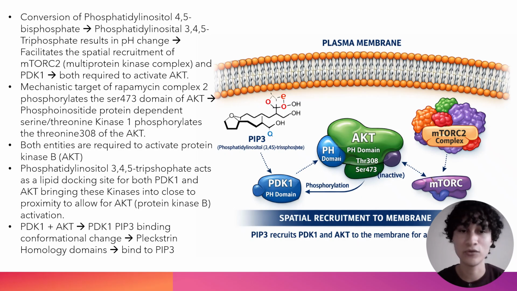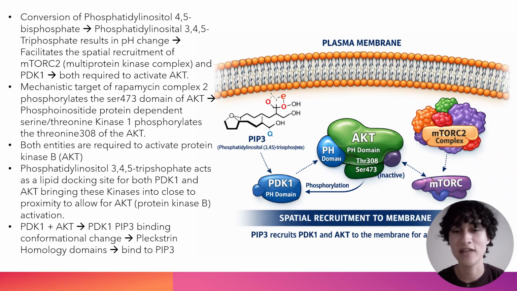Now, mTORC2 is a multi-protein kinase complex. Okay, and it stands for mechanistic target of rapamycin complex 2. And again, because it's a kinase, it phosphorylates. So protein kinase B, or AKT, requires activation through two separate enzymes, that being PDK1 and mTORC2.